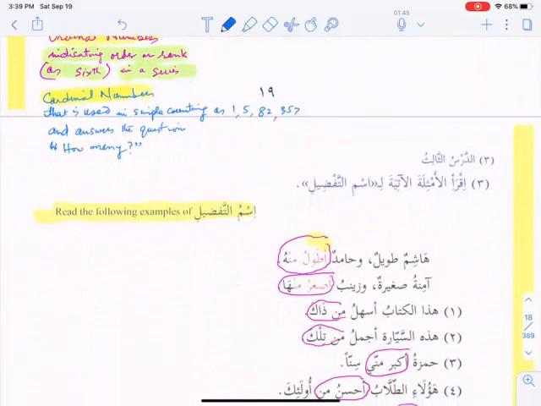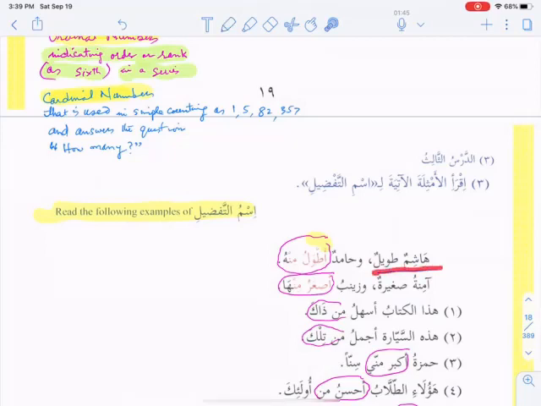Now, brother and sister, let us think about it. Hashimun tawilun, mubtada khabar. Hamidun, also we can say mubtada, atwalu, khabar, minhu. So how will you translate now? Hashim is tall.